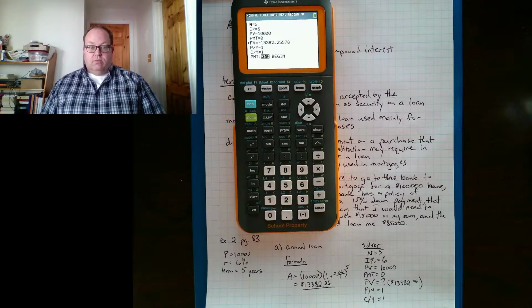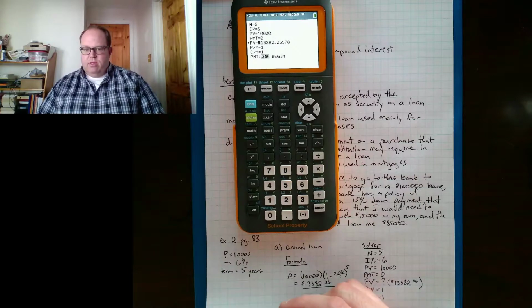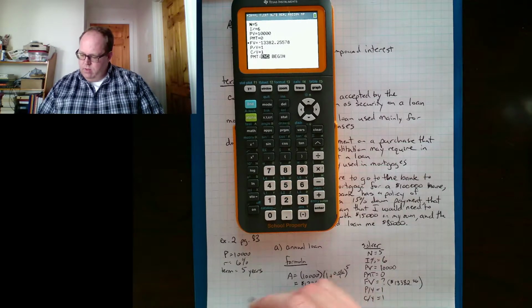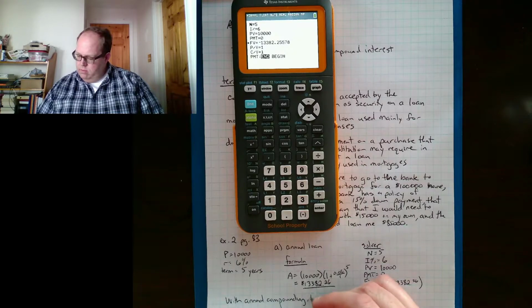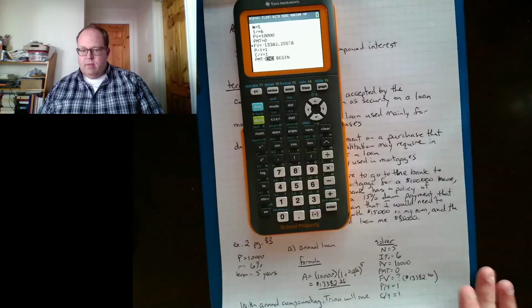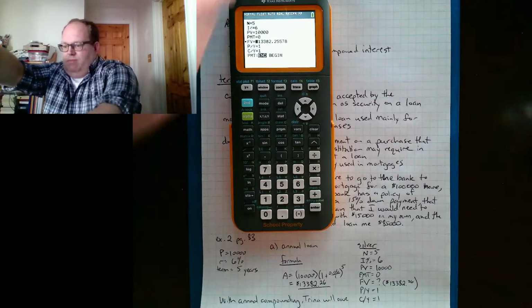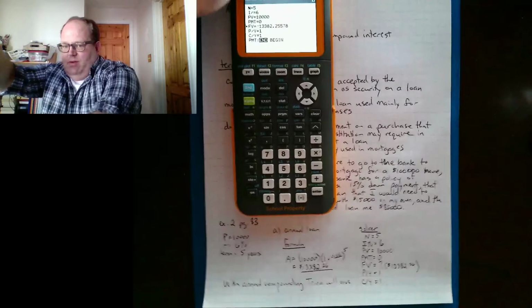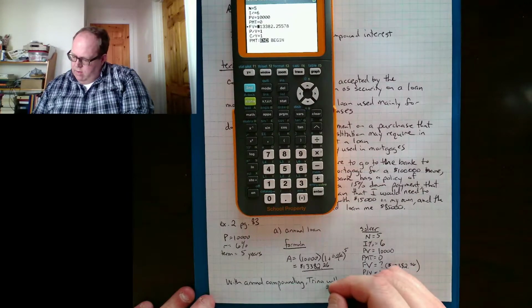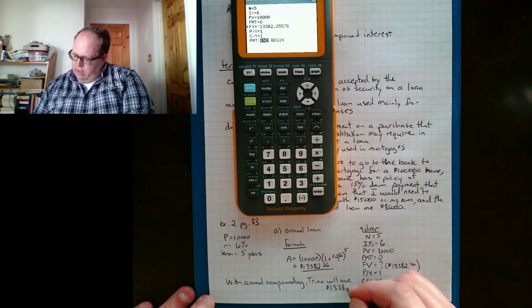And I'm fine with whichever method you use. And we would say there that with annual compounding Trina owes, or will owe, we'll run out of room. Cheat a little bit here. $13,382.26.